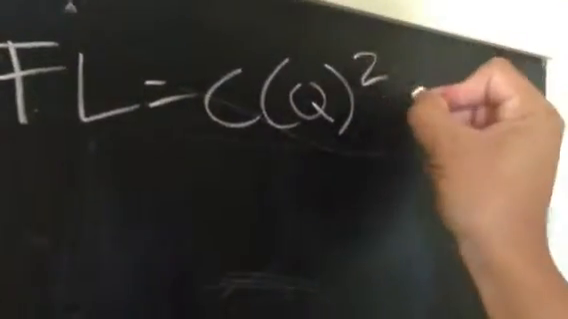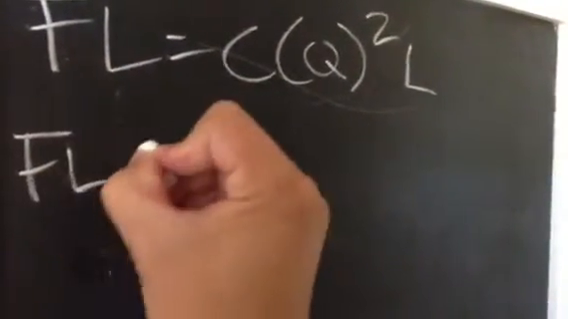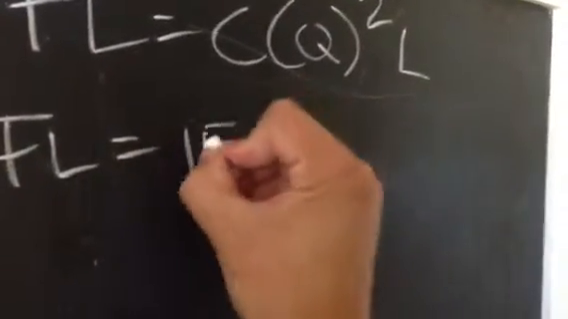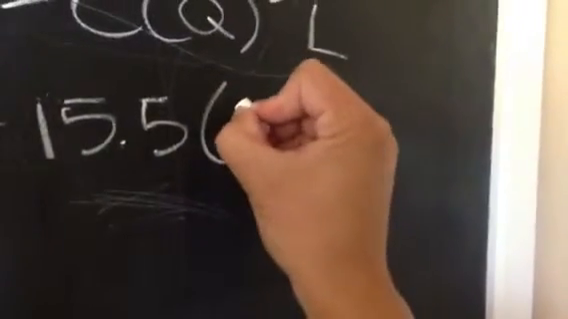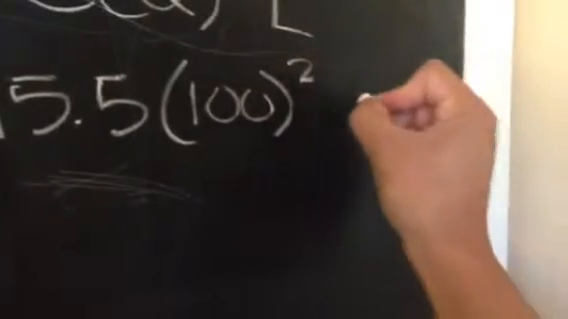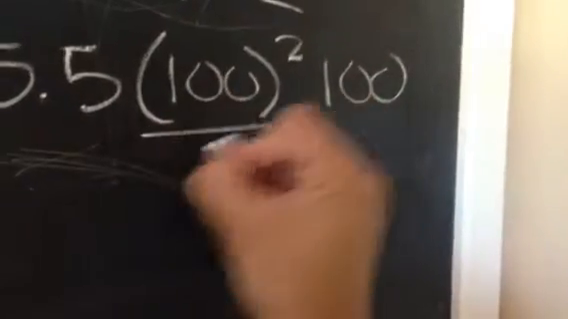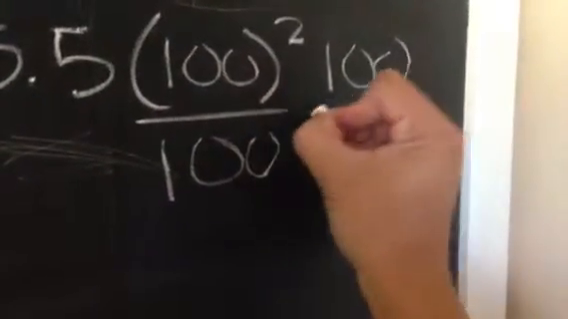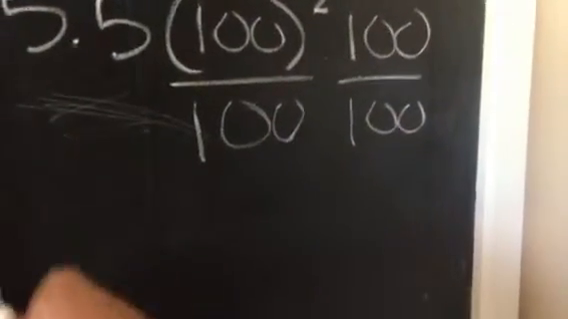Okay, so let's write the friction loss equation and do an example. So friction loss again equals the coefficient times quantity squared times length. For this example we're going to use a 1 3/4 line, and the coefficient for 1 3/4 is 15.5. 100 gallons per minute will be the quantity for this example, squared, times 100 feet of 1 3/4. We'll divide quantity by 100 and also the length of hose by 100.